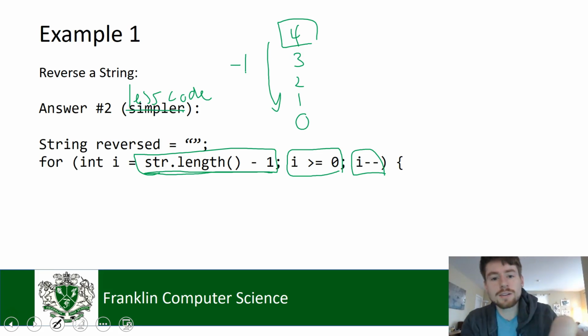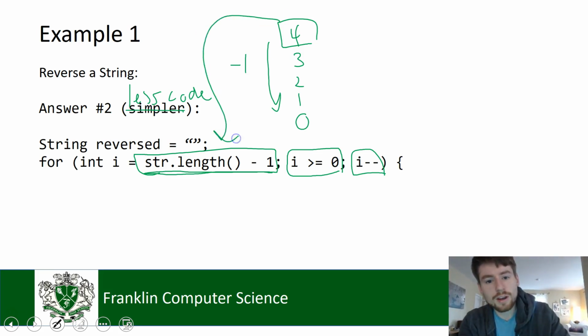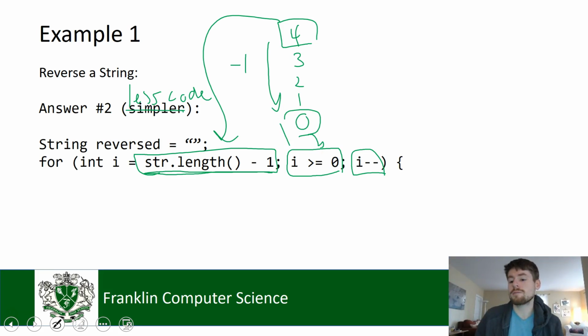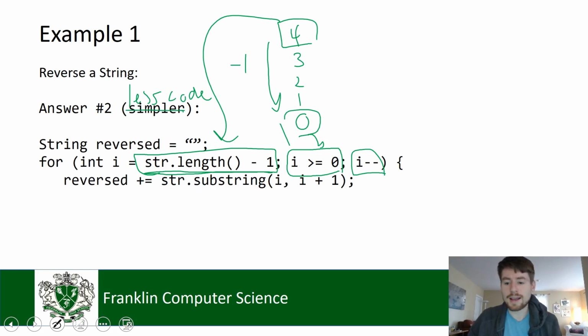So that is exactly what for loops are meant for. They allow us to find a pattern in a variable and employ that pattern directly in the for loop header. Then we would just grab that ith letter and glue it onto reversed. So we're going to go ahead and implement this version now in IntelliJ, and it should behave exactly the same.